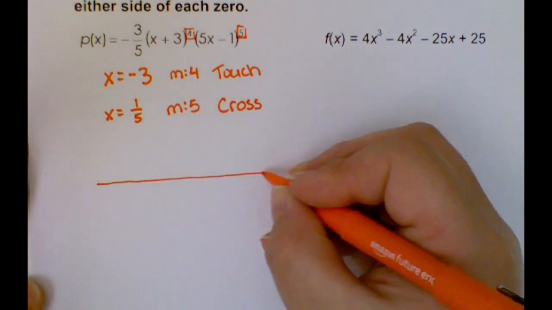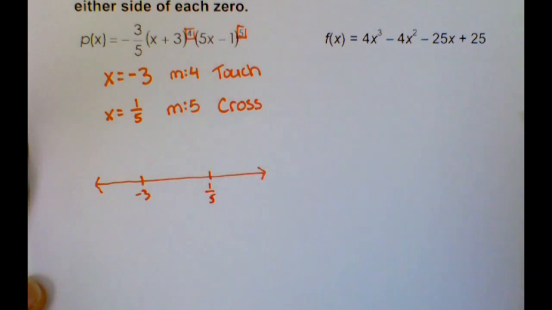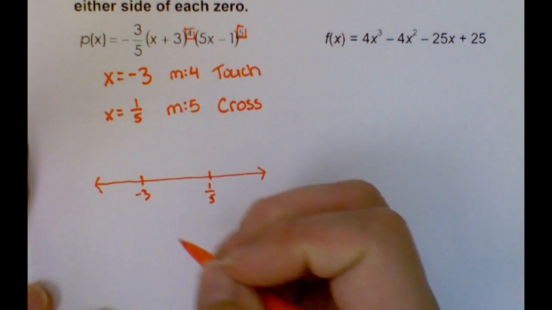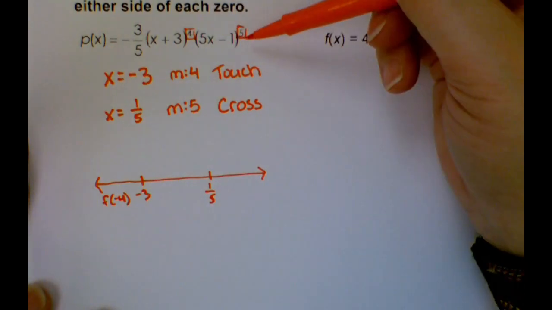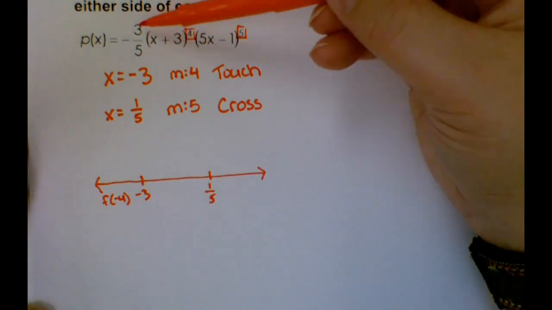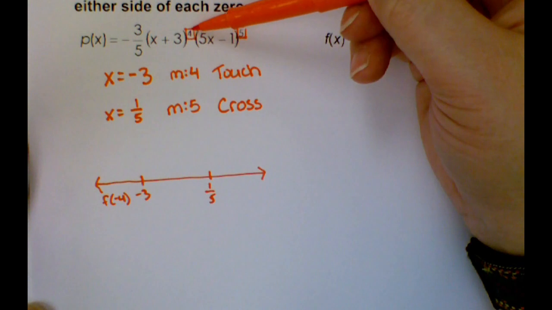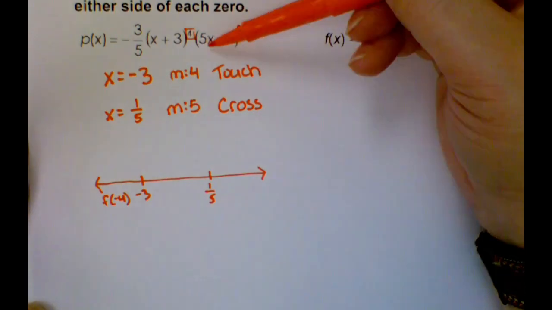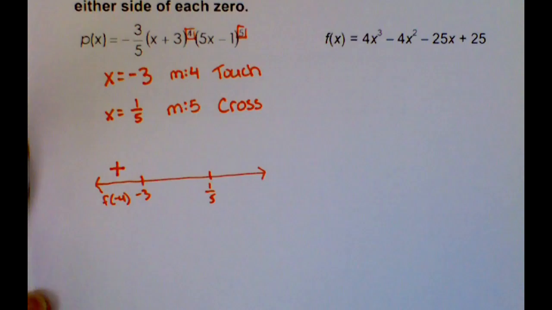So what that means for our graph, I make myself a little number line here. I put −3. I put 1/5. My spacing isn't necessarily important here. I'm going to test some number that's less than −3. I like −4. And I'm going to plug it into my original equation. All I care about is whether it's positive or negative, so I don't really need the actual numbers. I have a negative. If I plug in −4 here, I get a negative to an even power, so it becomes a positive. And if I plug in −4 here, I get a negative to an odd power, so it stays negative. So I have negative, positive, negative, which will result in positive.